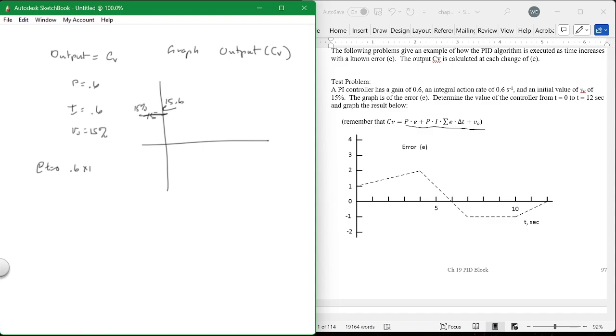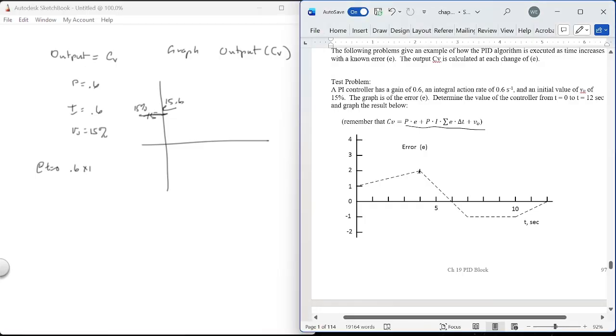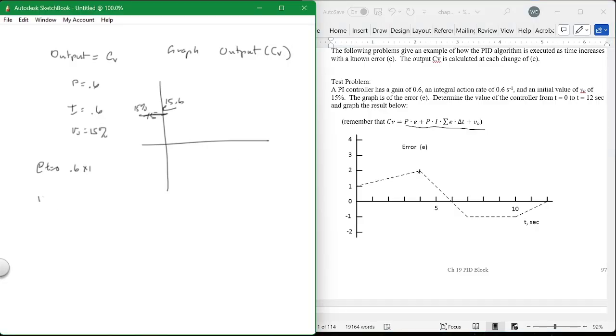Okay? Then at t equals 4, we have an error of 2. So it's equal to 15% plus 0.6 times 2, which would be this term, plus 0.6 times 0.6, which is this term, times the integral of the error. And what is the integral of the error? Well, there is an area under the graph, this is the integral of the error.